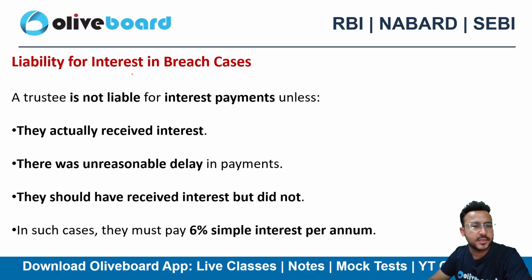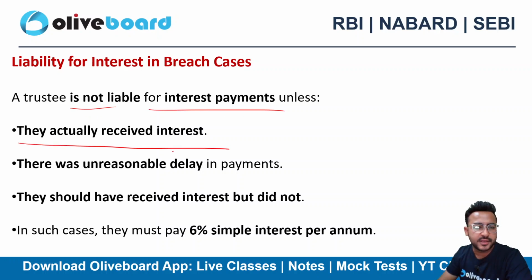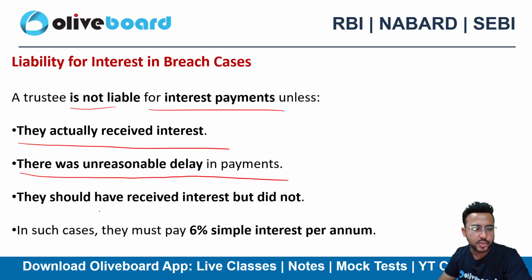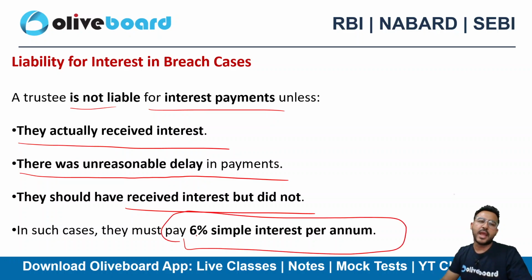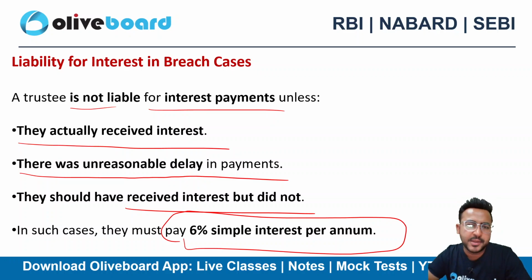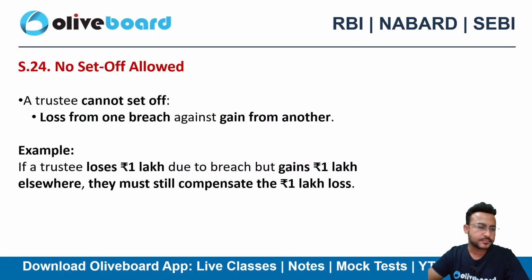Liability for interest in breach cases. A trustee is not liable for interest payment unless they actually received the interest, or there was unreasonable delay in the payment. They should have received interest, but they did not. In such cases, they must pay 6% simple interest per annum. So there is a liability for interest in breach cases as well: 6% simple interest per annum.